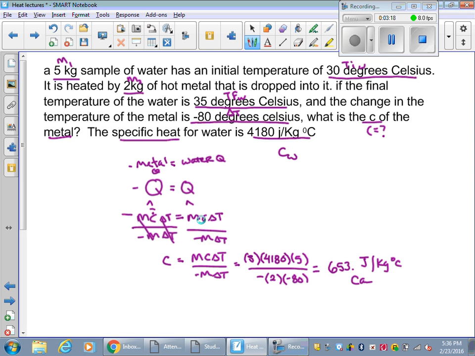Obviously, if you wanted to solve for mass, you would do this exact same process, but you would divide by the specific heat and the temperature instead, right? So just be mindful. If you have two objects mixing together, just put negative Q equals positive Q, so negative M C delta T equals positive M C delta T, and then just solve for whatever variable you're looking for. Looking for the change in temperature, you could do that by dividing by negative MC. If you were looking for the C on this side, again, just divide by M times change in T.